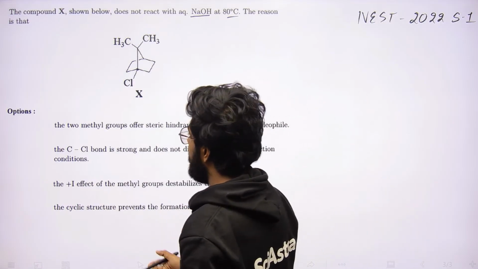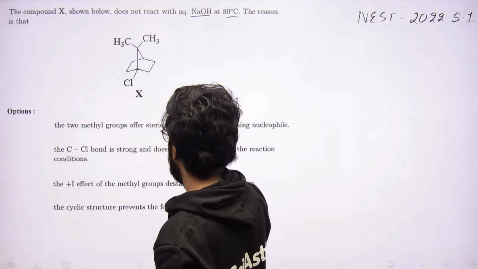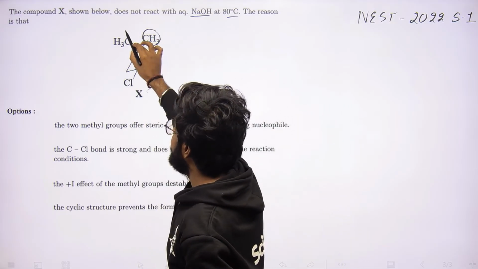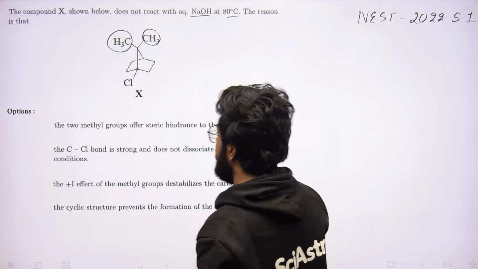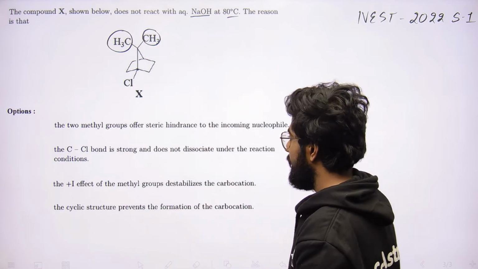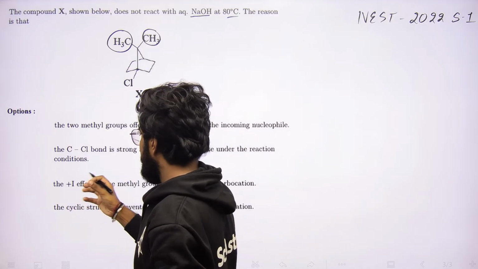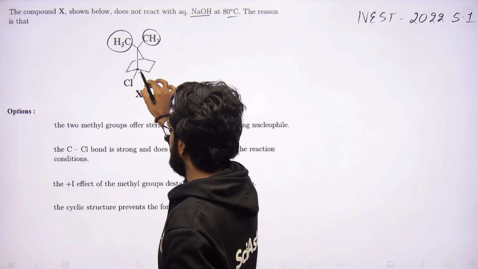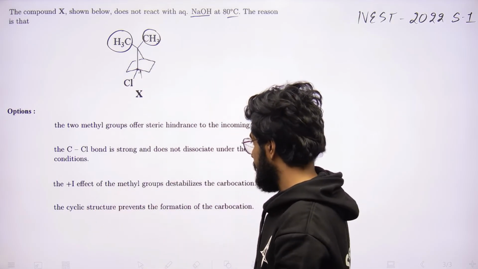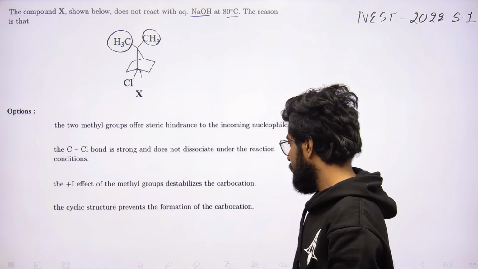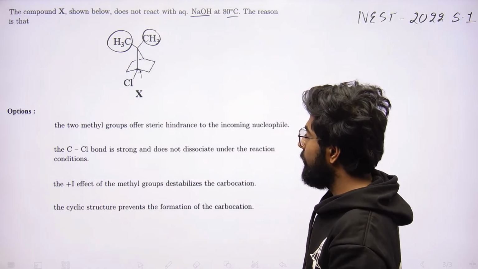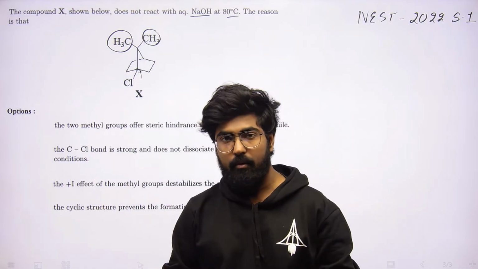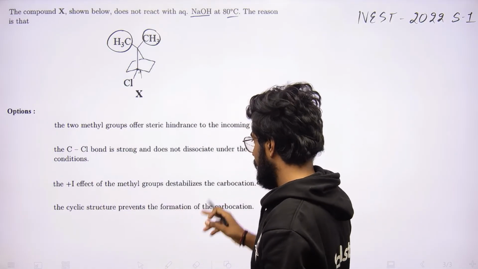So the reason: the 2-methyl group offers a steric hindrance to the incoming nucleophile. So basically they are talking about these 2 methyl groups. Now second point, the C-Cl bond is strong and does not dissociate under the reaction condition. The plus I effect of methyl group destabilizes the carbocation. And the last one, the cyclic structure prevents the formation of carbocation. Now this statement is incorrect because plus I effect we know stabilizes carbocation rather than destabilizing it. So this is an incorrect statement.